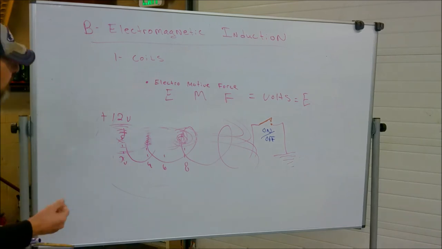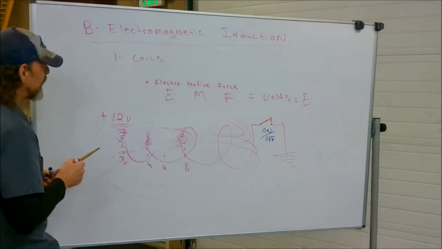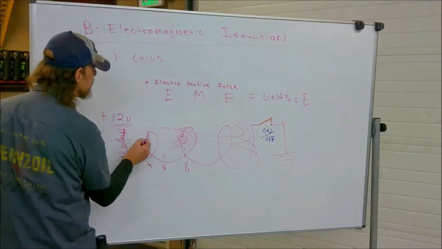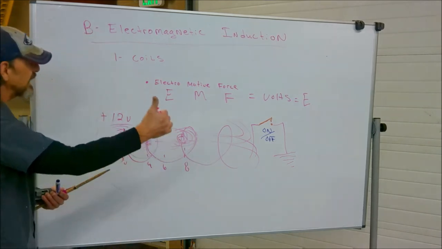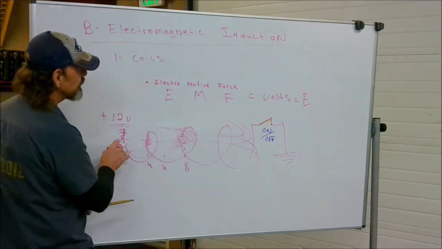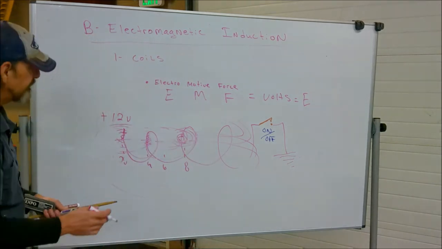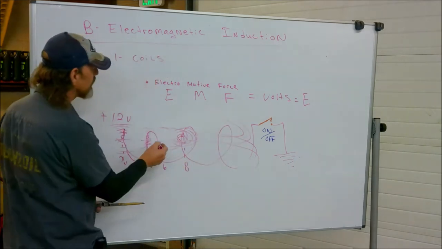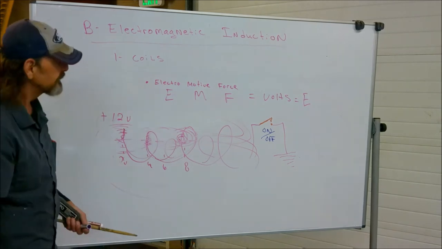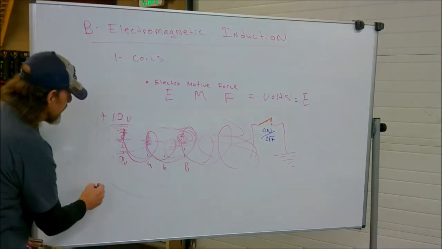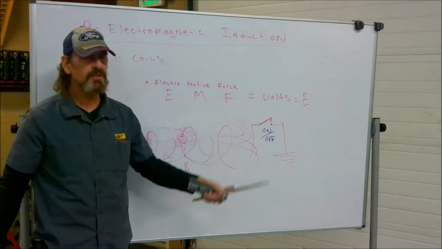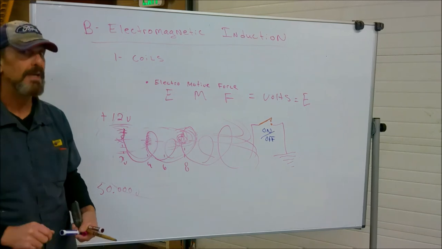In other words, these expanding lines of force going through this coil right here are cutting their way through the coil and jacking up the voltage. The faster I turn the switch on and off, the more energy this coil produces. The faster I turn this on and off and the more coils I insert, put a coil in here and a coil in here, the higher the voltage. So I can go from 12 volts to 50,000 volts just by turning that switch on and off, on and off, really fast.